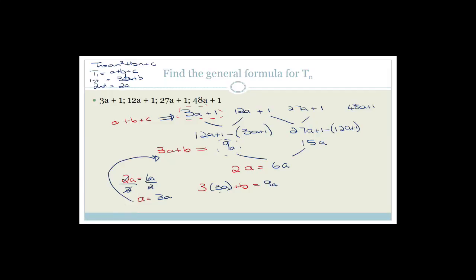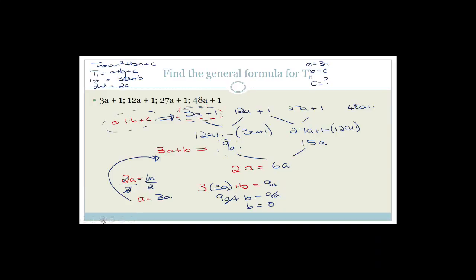Right, so now we're solving for the b. Okay, so now life gets a little bit easier. 3 times 3 is 9a plus b is equal to 9a. So it cancels and b is equal to 0. Awesome. So now we know that a is equal to 3a, b is equal to 0, and now we need to find c. So we're going to substitute into this equation and this one.